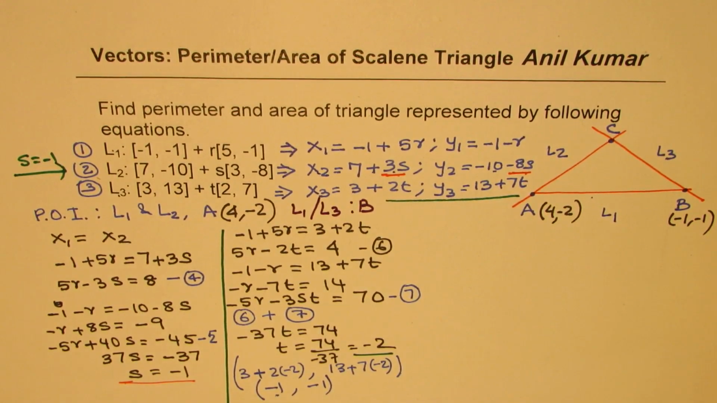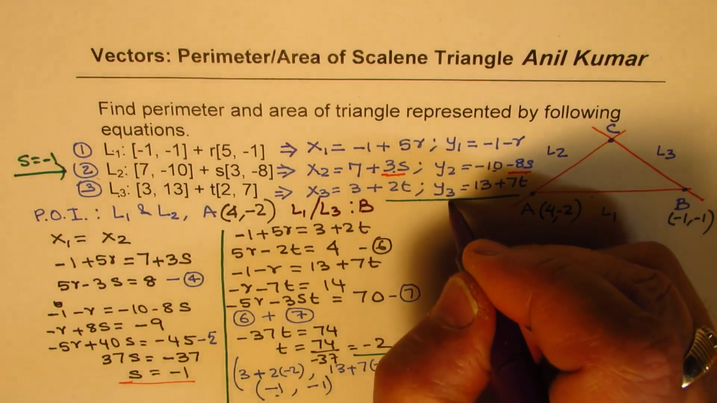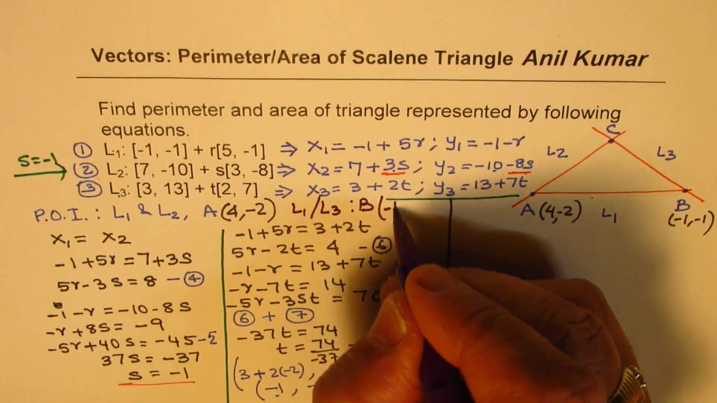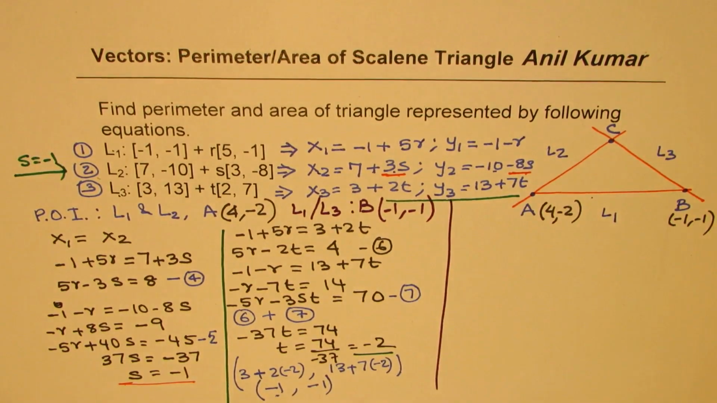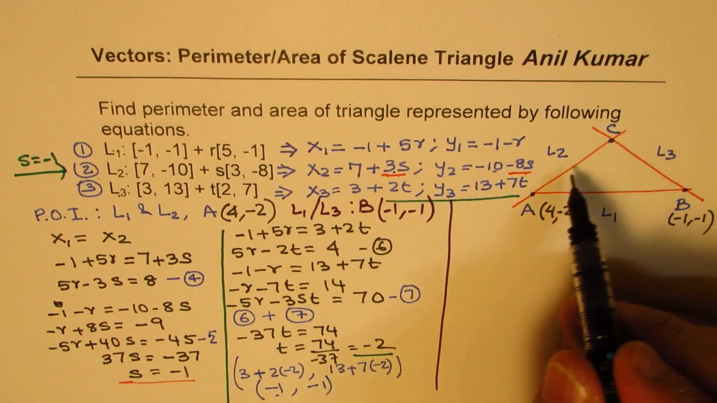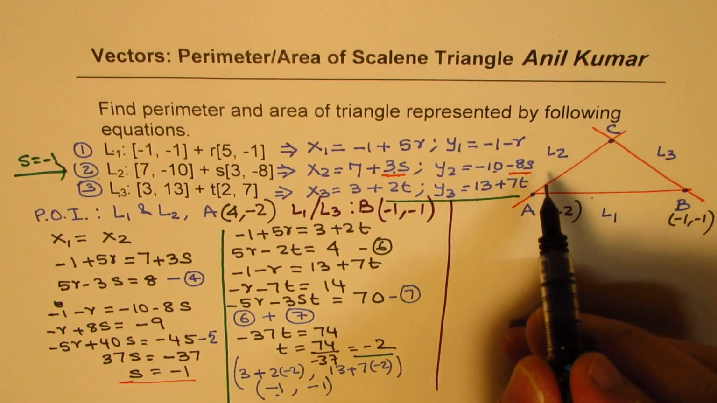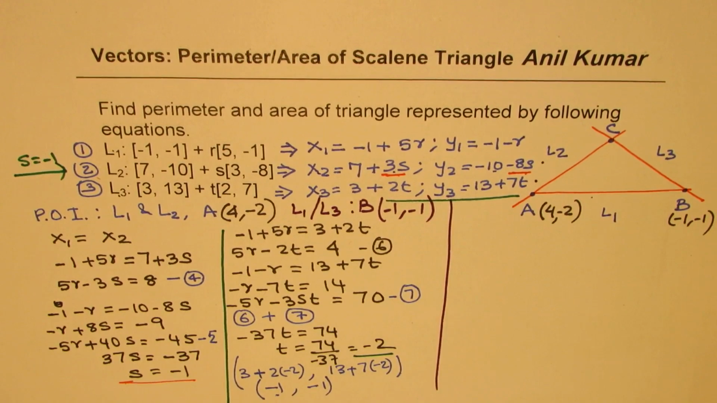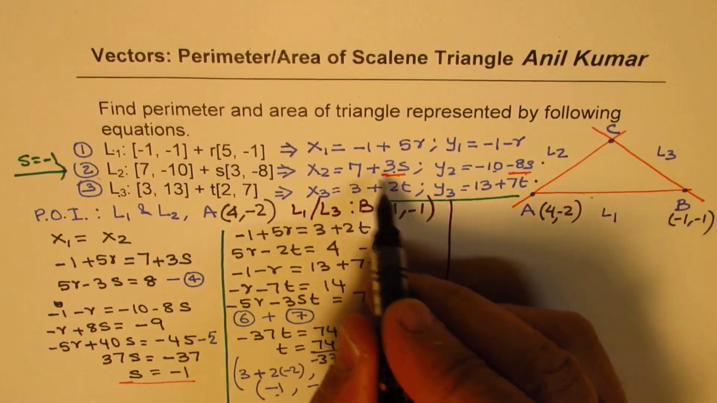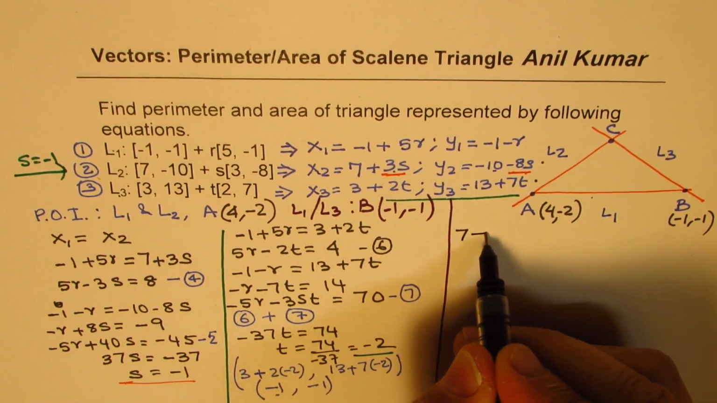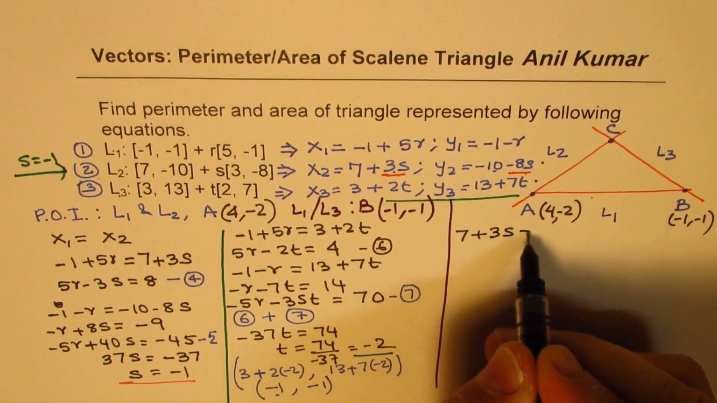Perfect. So we get the coordinates of point B as minus 1, minus 1, as calculated here. Now let us find the coordinates of point C. C is the intersection of L2 and L3. So we're looking into these two lines. So let's equate. The process is exactly similar to what we did.